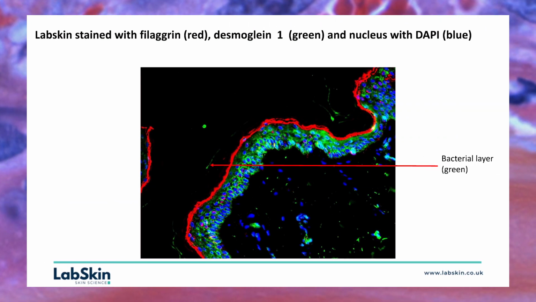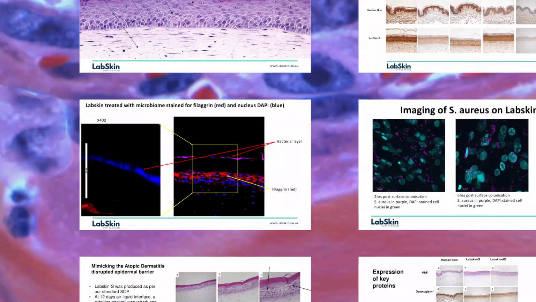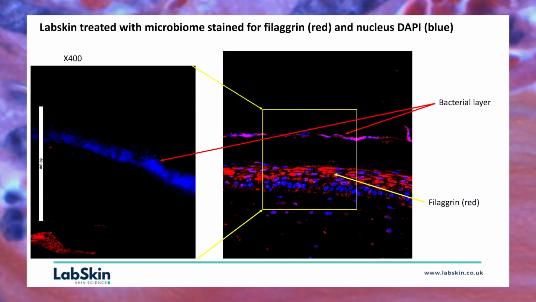And here's just some nice immunofluorescence imaging looking at the microbe on Labskin. So here we have the microbial layer on the outer surface of the skin, and then we've stained the skin for expression of filaggrin and desmoglein, and the cell nuclei are also stained. And if we dig a bit deeper into that imaging, here you can see the bacterial layer in blue on the surface of the skin, and then you can see that filaggrin expression between the cells of the epidermis.